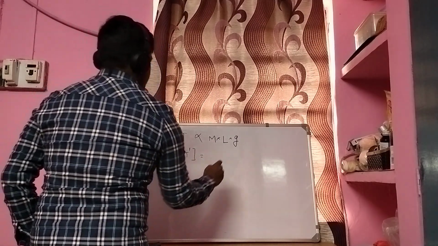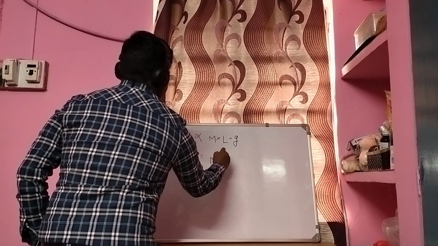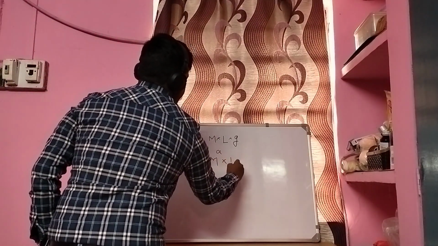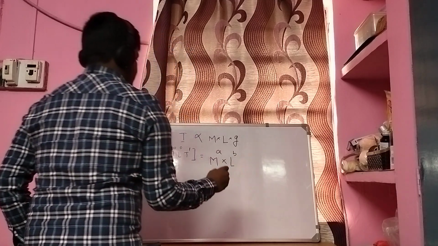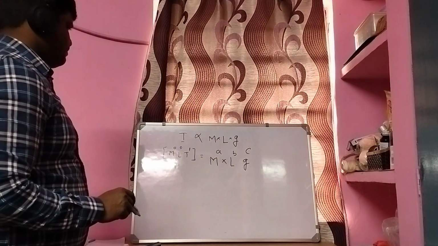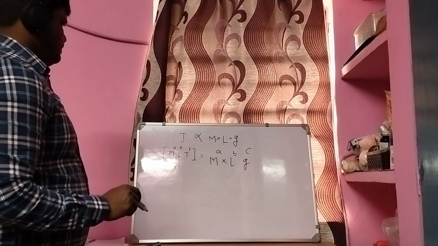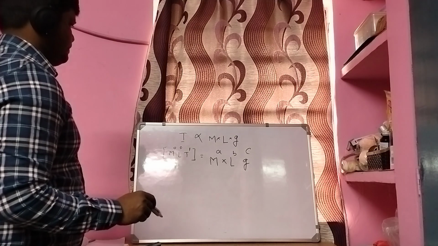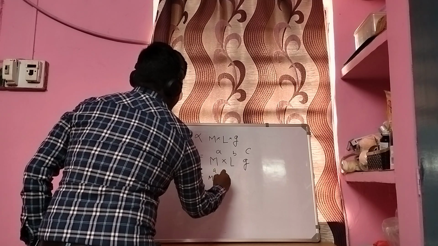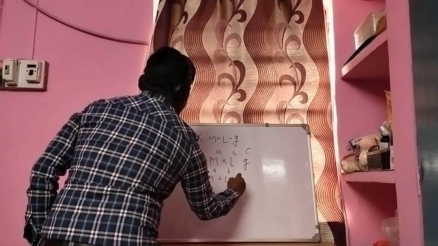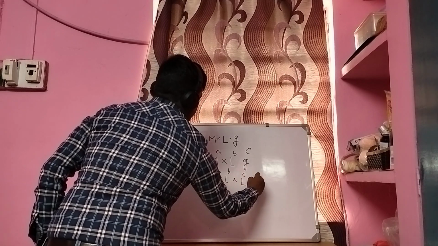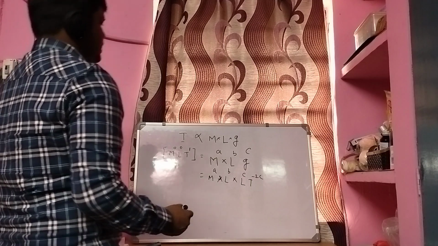Here, what is m? Suppose m to the power a. Suppose it depends in the form of some exponential power: m to the power a, l to the power b, and g to the power c. Then how are we going to check it? This is m to the power a, length is l to the power b, and g is acceleration due to gravity, it is l to the power c, t to the power minus 2c, l t minus 1, l t minus 2.